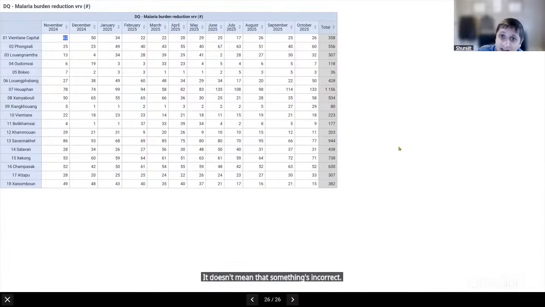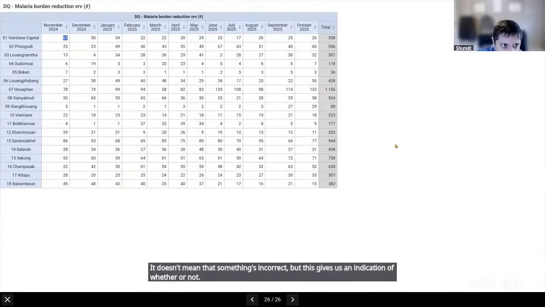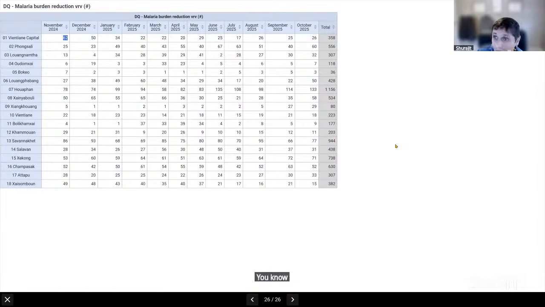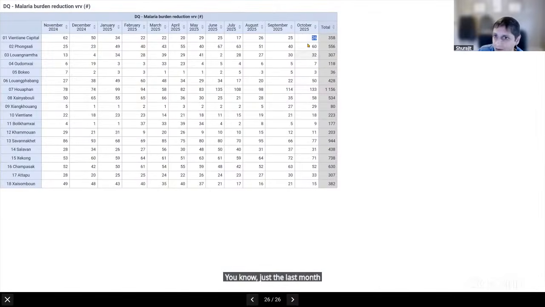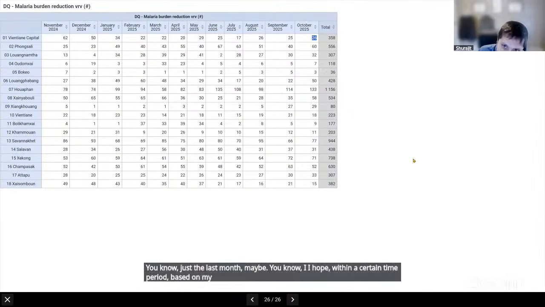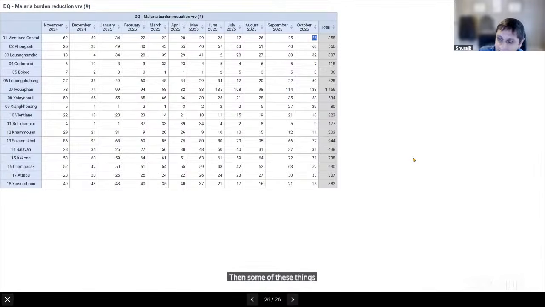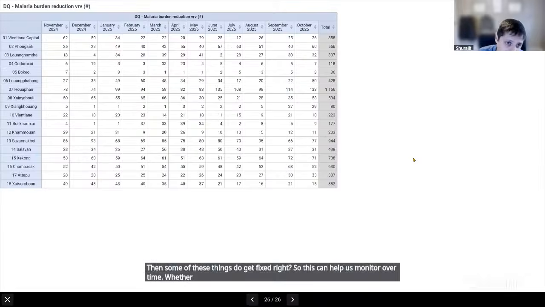But this gives us an indication of whether or not we're fixing these things, and basically how quickly we're doing that. So if I look at just the last month, I'd hope that within a certain time period, based on my SOP, some of these things do get fixed. So this can help us monitor over time whether we're actually fixing the issues we've identified, and keep track within DHIS2.